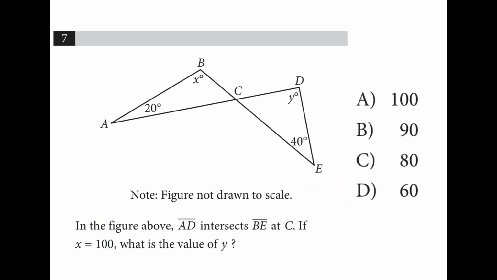Here we know that x is equal to 100 degrees, which means this angle is 60. There's another vertical angle. This one is also 60 degrees. So using the sum of the interior angles of a triangle, we can figure out that y is equal to 80 degrees. That's the answer, C.